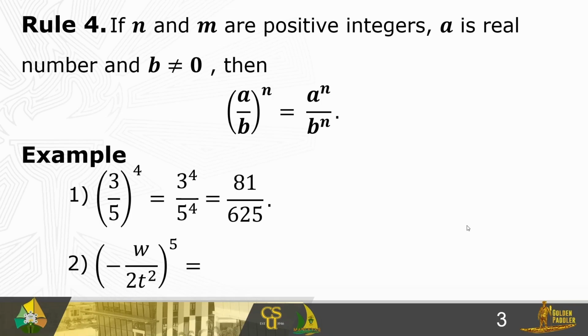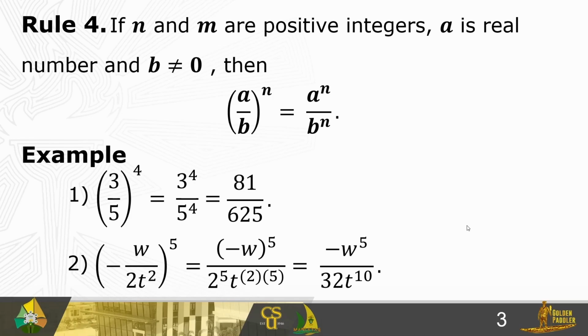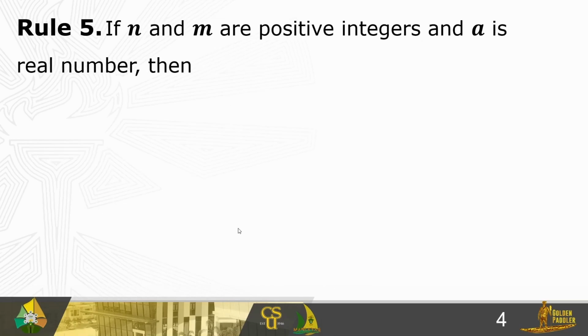Another example, (-w/2t^2)^5 is just equal to negative w raised to the power of 5 over 2 to the power of 5 times t to the power of 2 times 5, which is equal to negative w raised to the power of 5, and multiplying 2 by itself 5 times, so we have 32, and multiplying 2 and 5, so we have t to the power of 10.